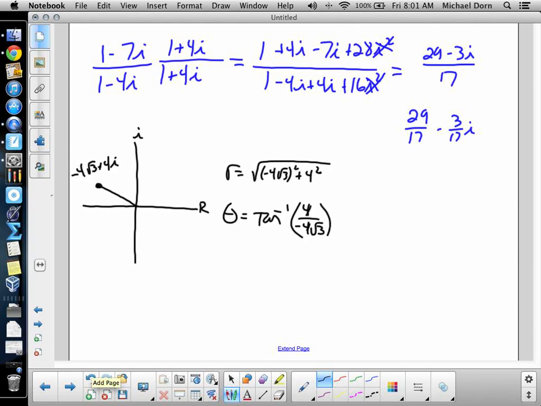Or 1 over negative root 3, or tan inverse of negative root 3 over 3, which is an identity angle. And my radius winds up being 8. When I do this out, that winds up being 8. Tan inverse of negative root 3 over 3, I shouldn't even need a calculator for that one. That's negative 30 degrees.